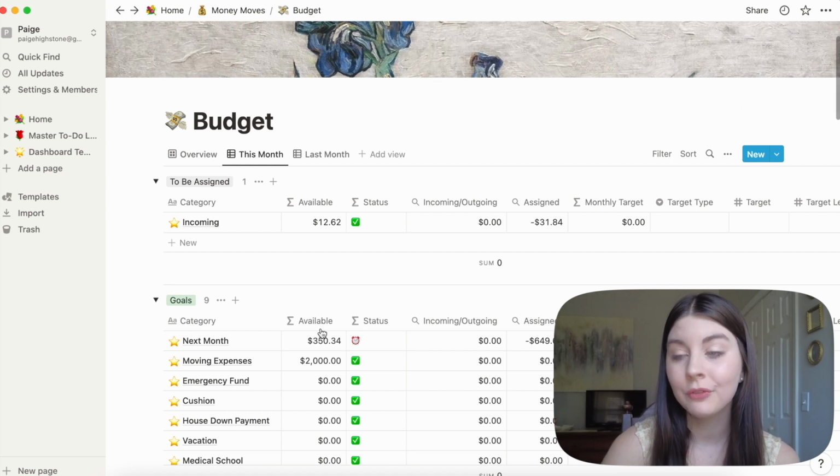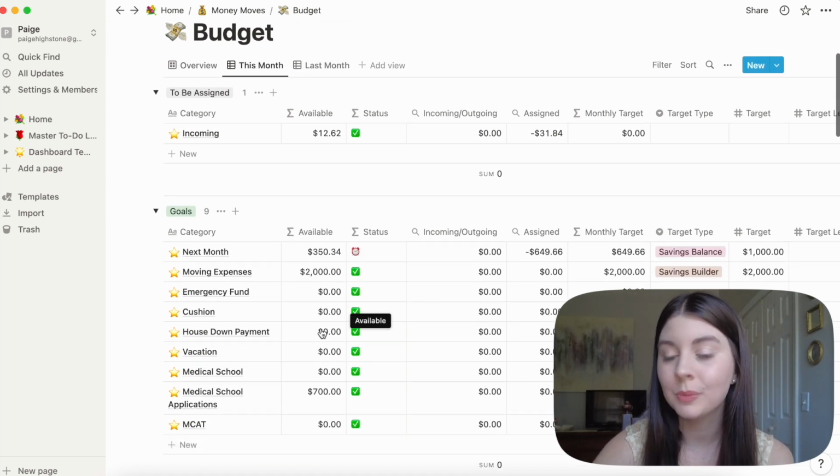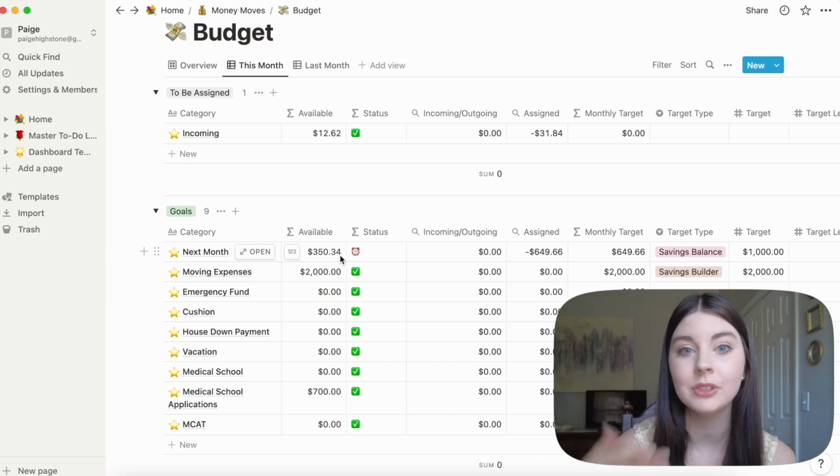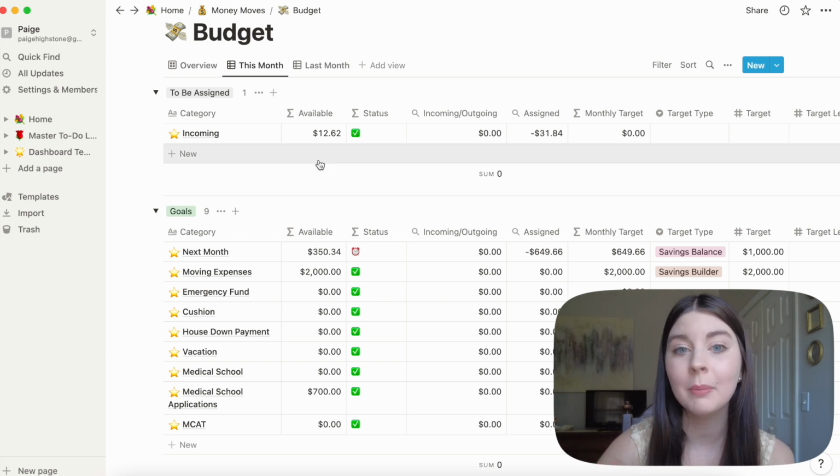So normally when I fund things, I would start with my goals, but I had already actually reached all of my goals for the month, which is why I didn't start with my goals. I went and funded my expenses first, but now we have about $350 left over in the next month, as well as $1,262 left over in incoming, basically money I should be allocating towards specific payments or goals.